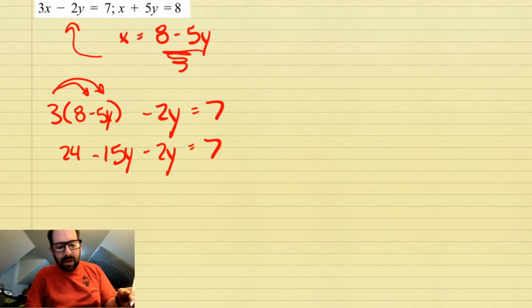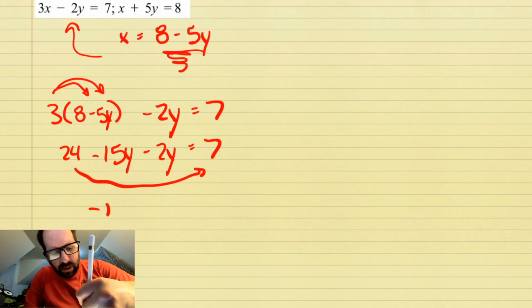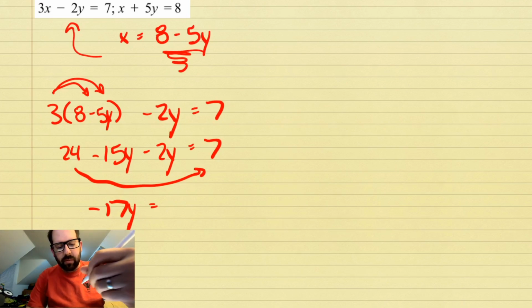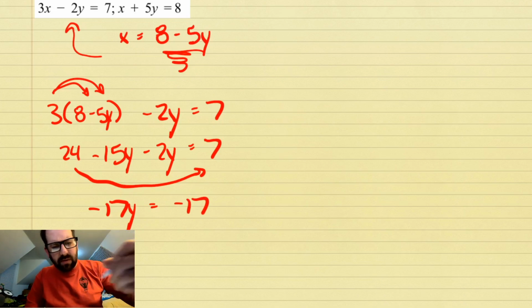Kind of going through the problem here. I'm going to subtract the 24 crossed. So I have negative 17y's. Moving that 24 over, I'm going to subtract the 24. So 7 minus 24, negative 17. Oh, that's kind of nice. It's kind of working nice and pretty here.